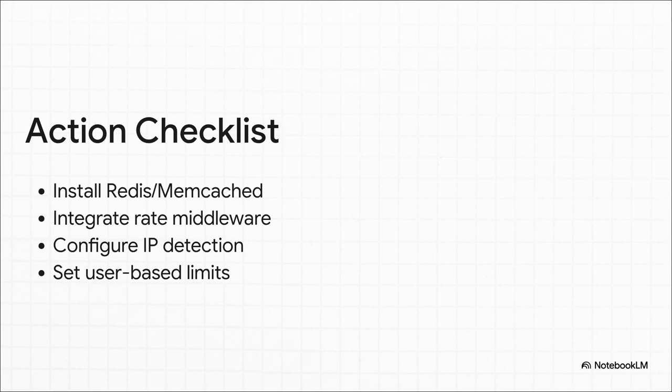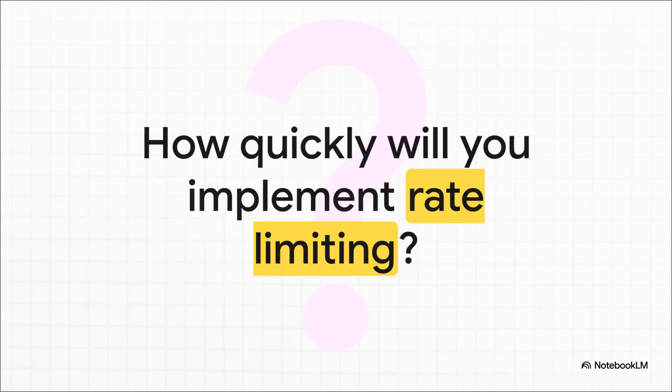To lock down your endpoints against malicious traffic, you need to install Redis or Memcached for distributed rate counting, integrate rate-limiting middleware right into the router system, configure IP detection with proper proxy support, and set strict user-based limits for authenticated requests. Which brings us to our final thought.